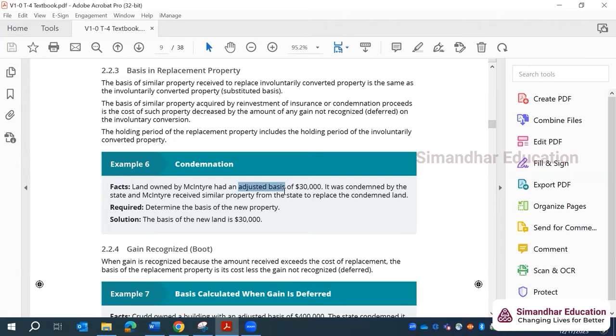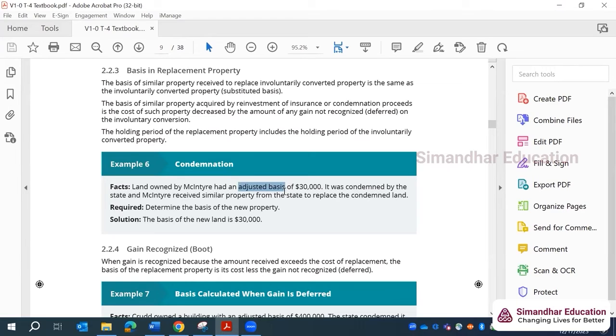So if this was not an involuntary transaction, if this was a voluntary transaction, McIntyre would have a gain of $20,000, right? Because he's giving a property which has an adjusted basis of $30,000 and he's getting a property which has a fair market value of $50,000. So in a voluntary transaction, he would have realized a gain of $20,000 and he would have recognized and reported that gain on the tax return.